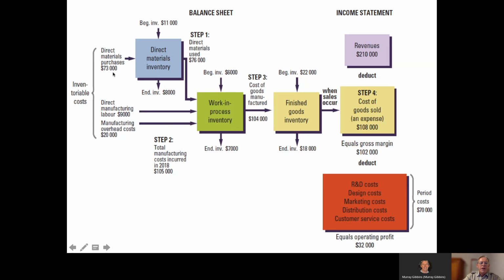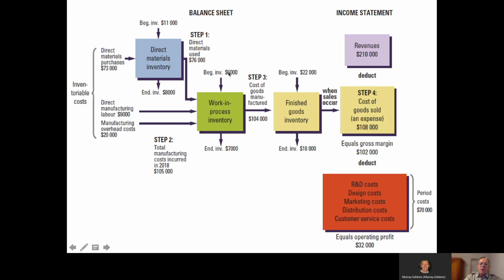Those three component parts, the 76,000, the 9,000, and the 20,000, add up to 105,000 total manufacturing costs incurred. We're going to track that in the report on the next slide in a moment. But let's again track further through the system.